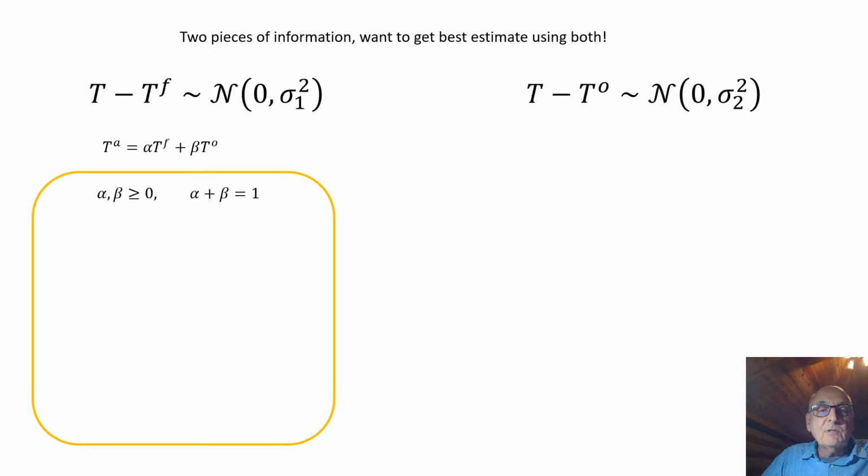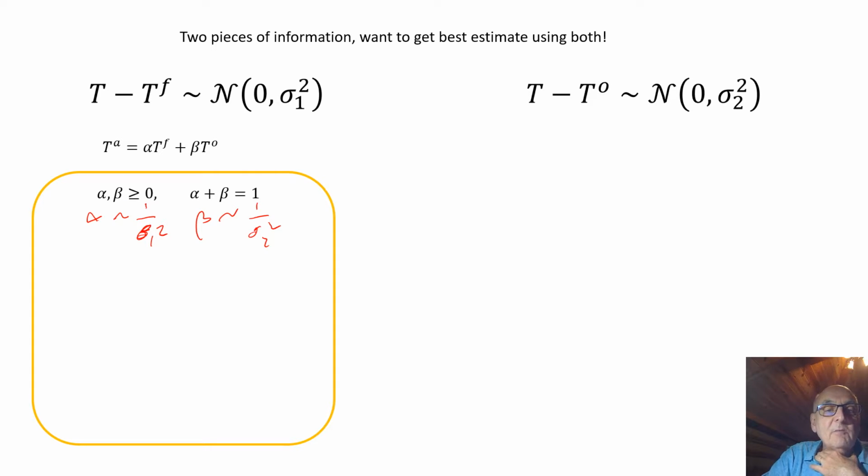So if beta is 0, that means that you don't believe in the observation and the forecast is right, so alpha is 1. If alpha is 0, you don't believe in the forecast, so beta is equal to 1. So what are alpha and beta going to be? Somehow they're going to be weights that reflect your confidence in the two different measurements. So think for a moment about what alpha and beta should be. Well, the natural thing is that alpha should be proportional to 1 over sigma 1 squared, and beta should be proportional to 1 over sigma 2 squared, right?